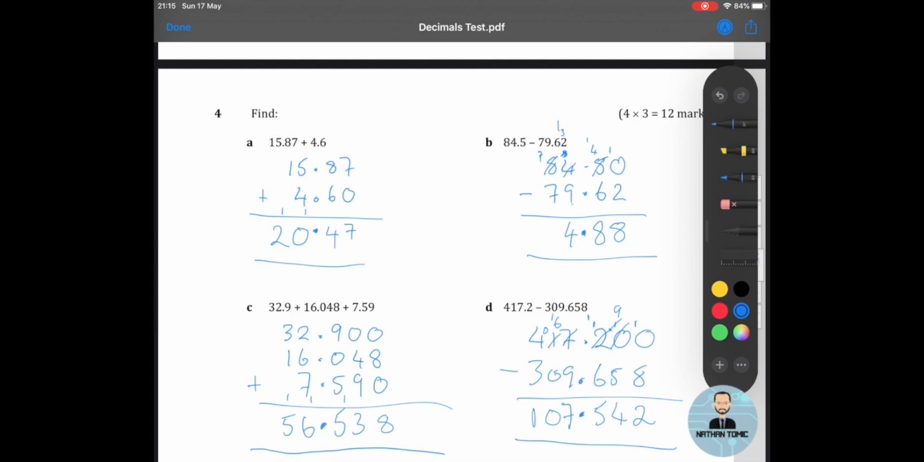So we end up with 107.542. So again, the trickiest part about this is all the borrowing or taking that we had to do, and just keeping track of that carefully. Sorry, I got a little bit squashy here, but if you are careful of how you do that, then you should have had no problems working this one out.